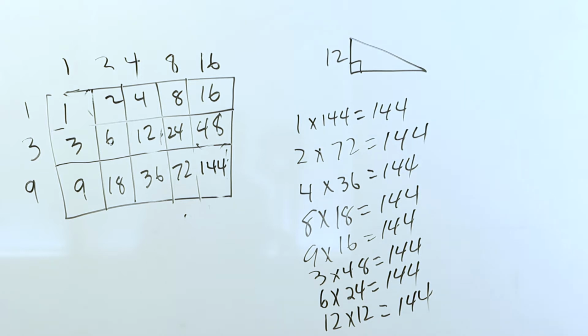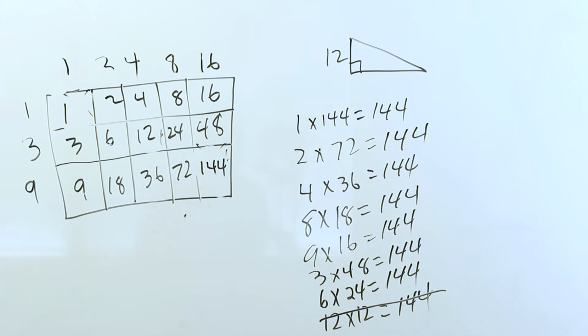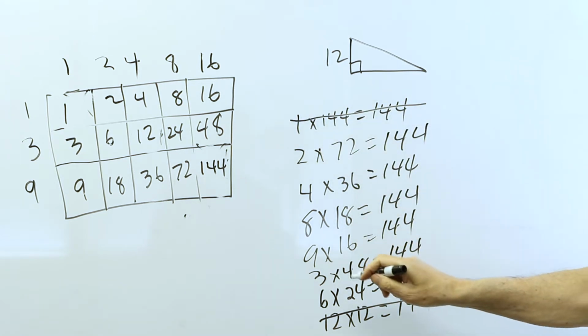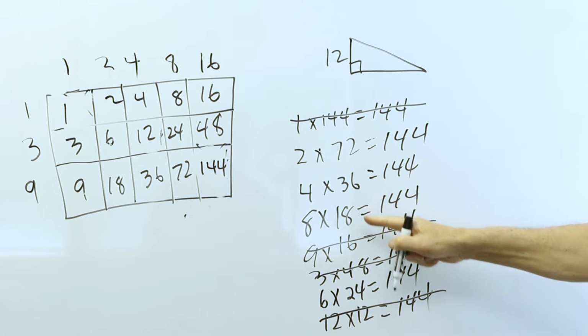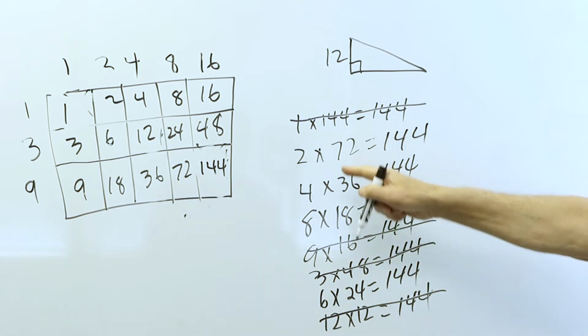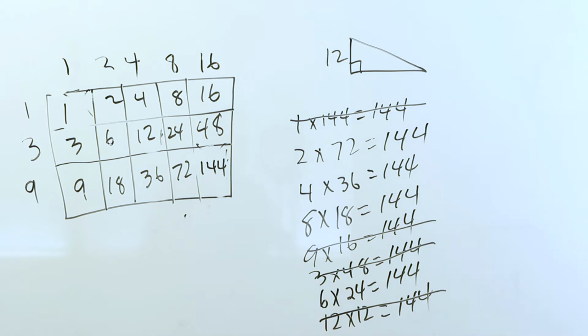So now we can eliminate some of these. We don't want 12 times 12 because we don't want the same number twice. We also don't want an odd and an even factor because then the center won't be a whole number. So we're going to eliminate that one, and this one, and this one. So we only have four possibilities. Actually, they're all good. Each one of these will give us a Pythagorean triangle that has a leg of 12.